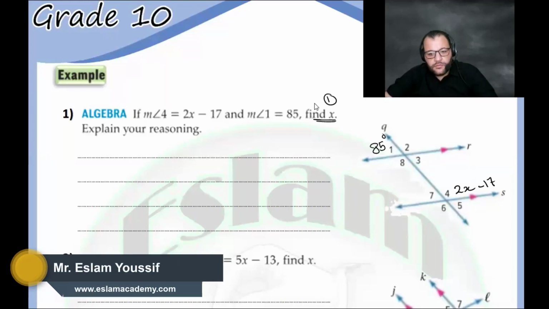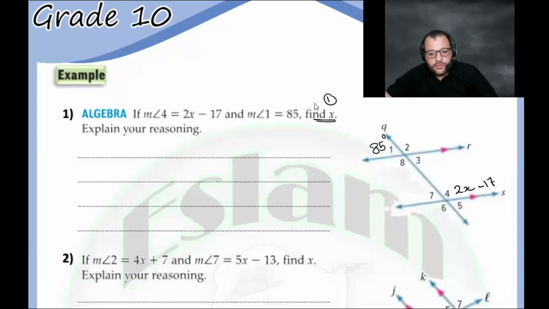Angle 4 is equal to angle 2 because they are corresponding. So 180 minus 85 will become 95 for angle 2. Then we can solve: 2x minus 17 equals 95. Yes, we can say that.